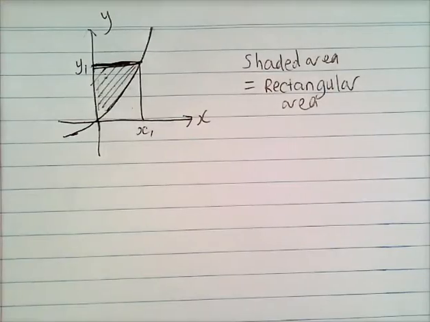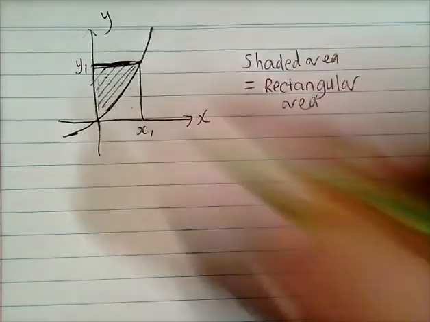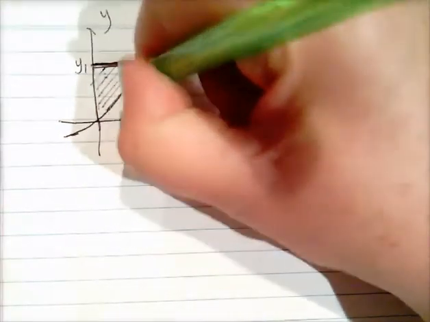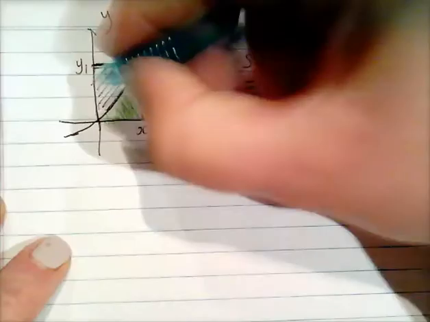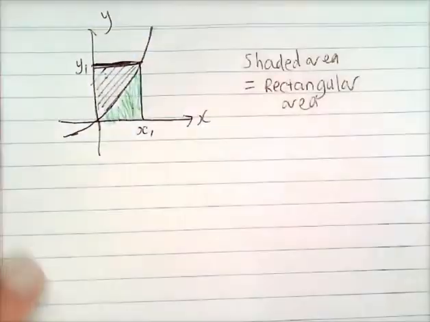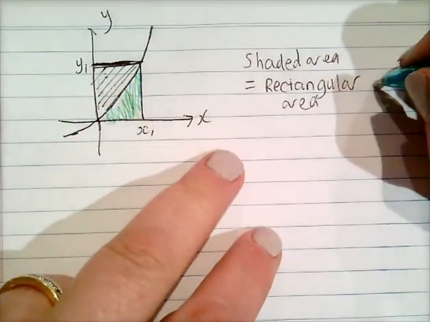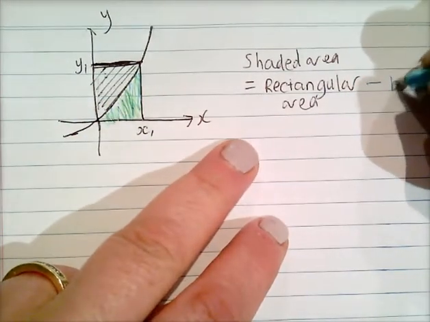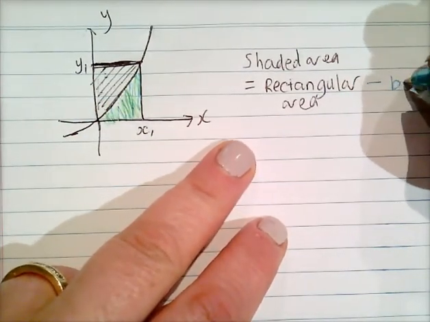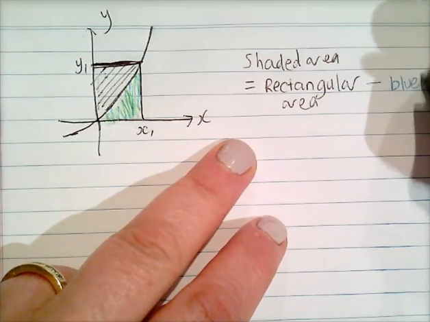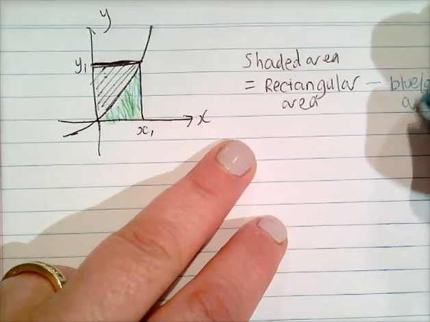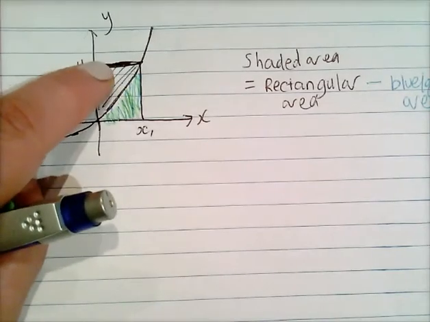So the area of the whole rectangle, take away, I'll do it in blue actually, this bluish-greenish shaded area underneath. So take away this bluish-greenish colored area. Okay, so that's another way you can get this shaded area.